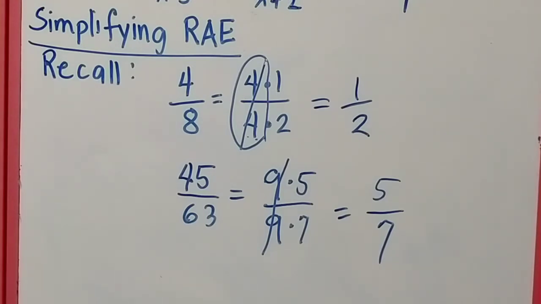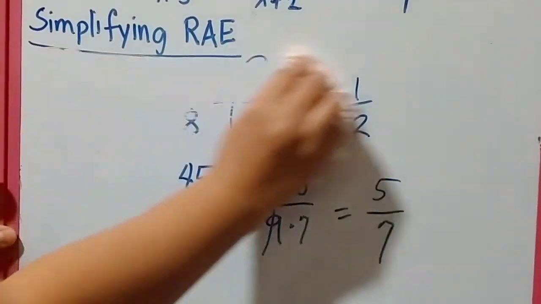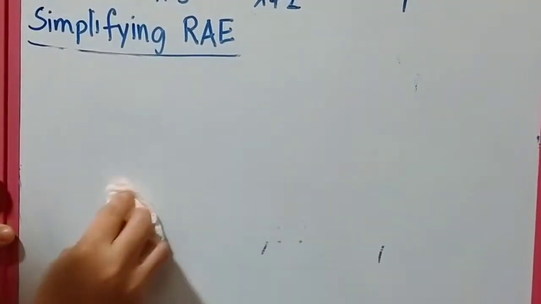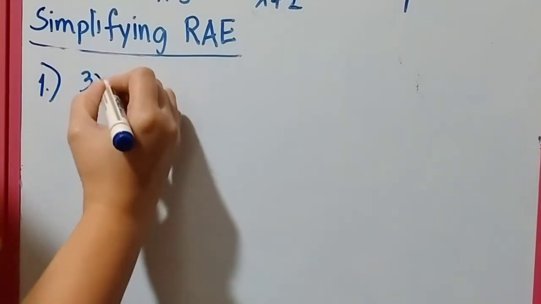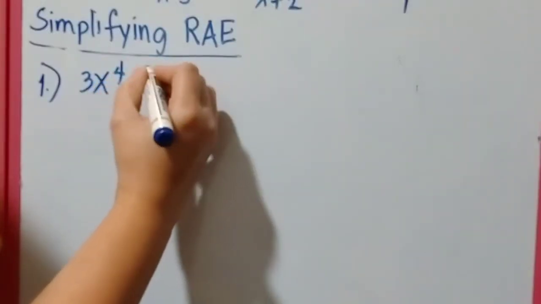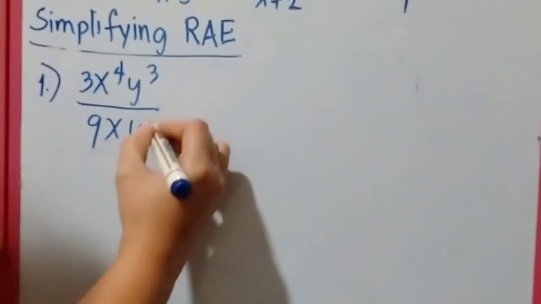This time, we're going to put variables, so we will be dealing with rational algebraic expressions. You have recalled already how to simplify a simple fraction. This time, let's go to rational algebraic expressions. Let's take the example 3x to the 4th y cubed over 9x y squared. Let us simplify this.